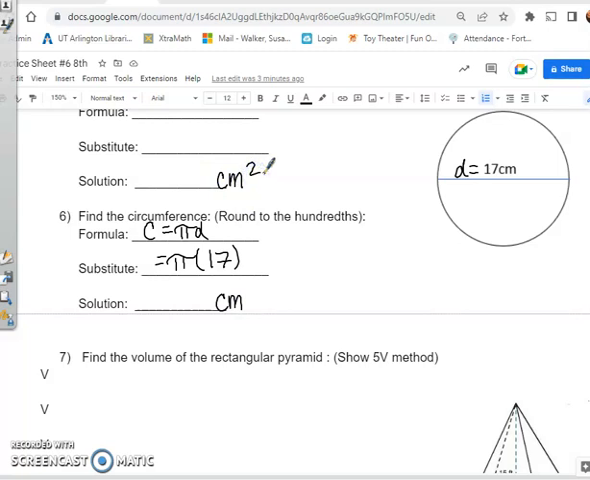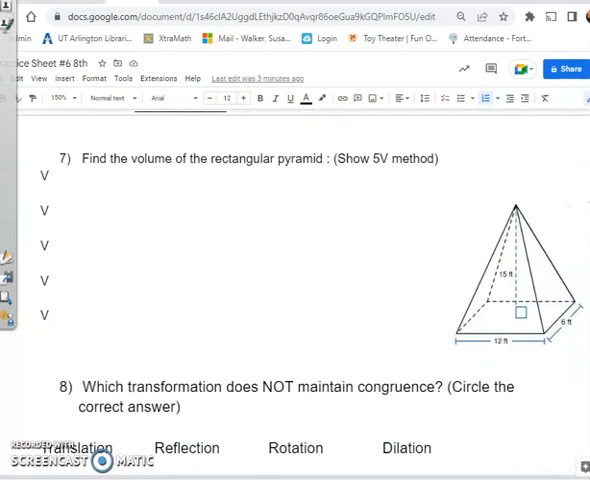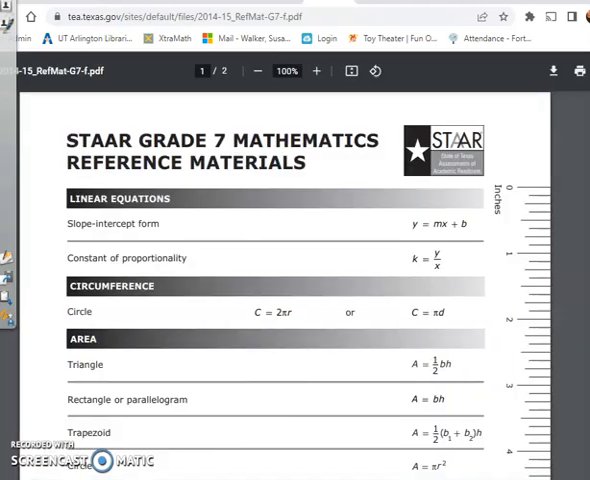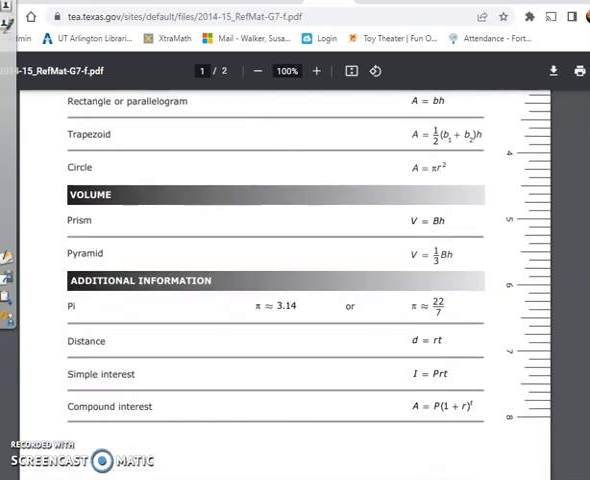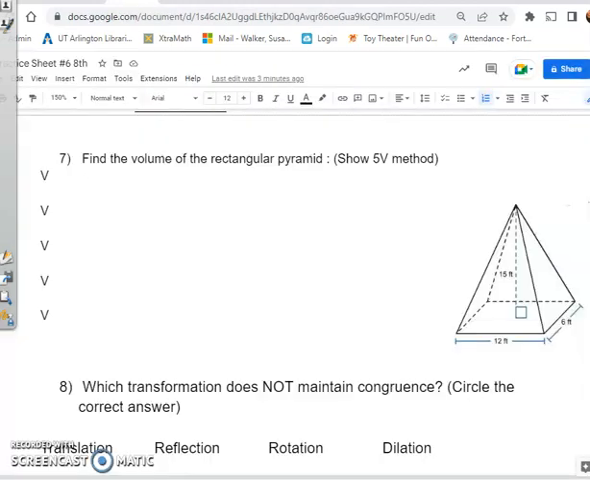Okay, now number 7. These are some of my favorite. I hope I said 17 or 7, but I meant 7. I love pyramids and prisms. Here we have a pyramid. So we definitely want to use our 5V method. I'm going to look here. Now, yours will say prism and cylinder. This one says pyramid, and it will also say cone on the 8th grade. These two go to a point, pyramid and cone, okay? 1/3 big B H. Remember, 1/3.